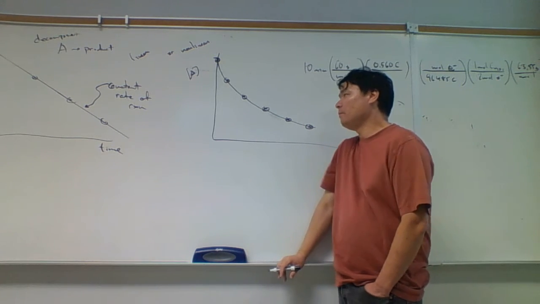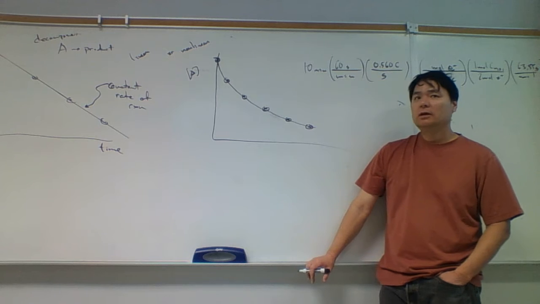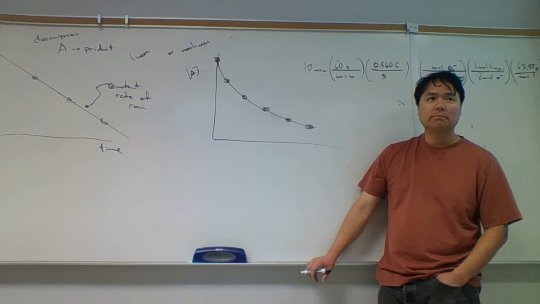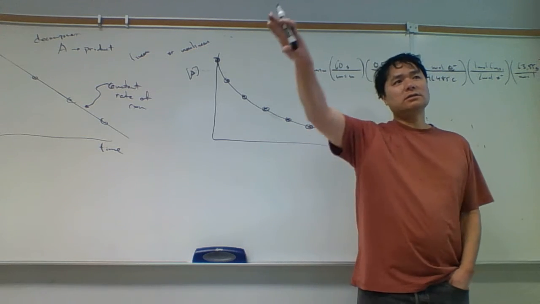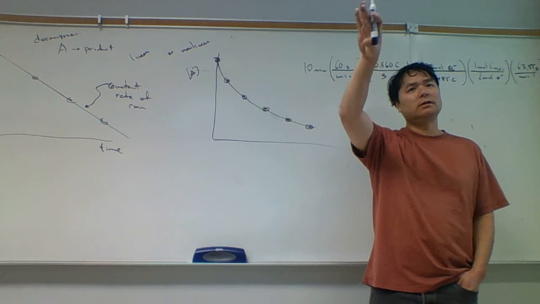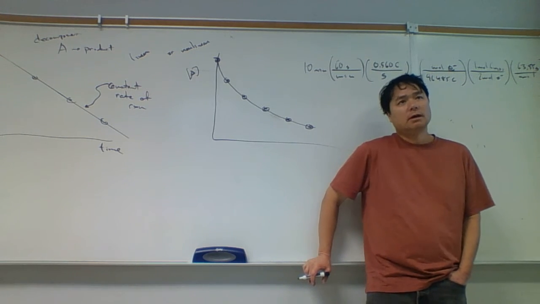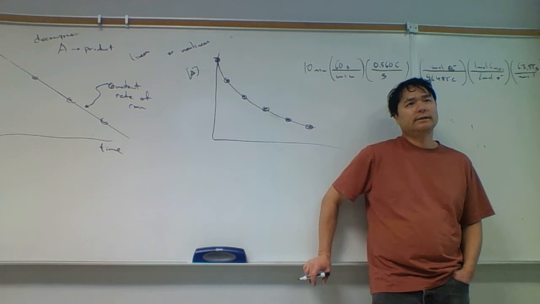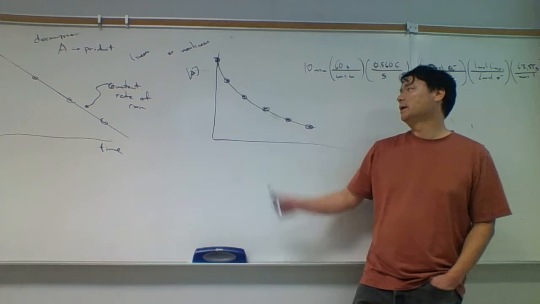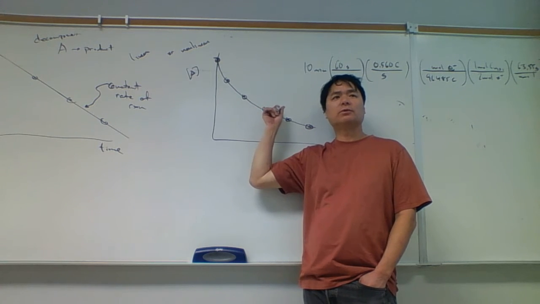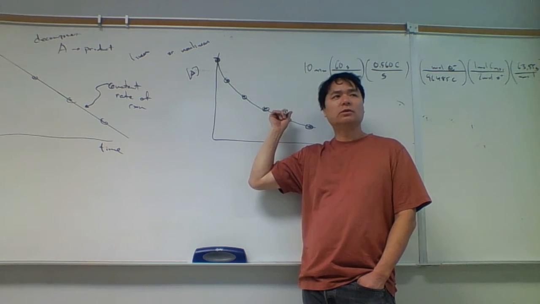This is like hot objects cooling. Do hot objects cool linearly or non-linearly? So let's say you had a hot piece of metal. Does it cool at a constant rate, or does it cool at a non-constant rate? It cools at a non-constant rate. Hot objects cool like this. The hotter the object, the faster it cools, but as the object approaches room temperature, the cooling rate slows down.